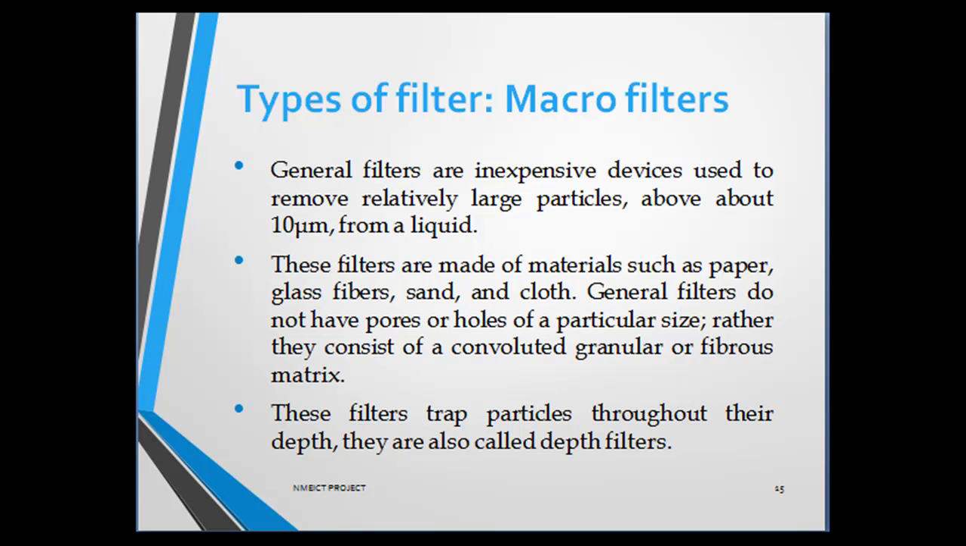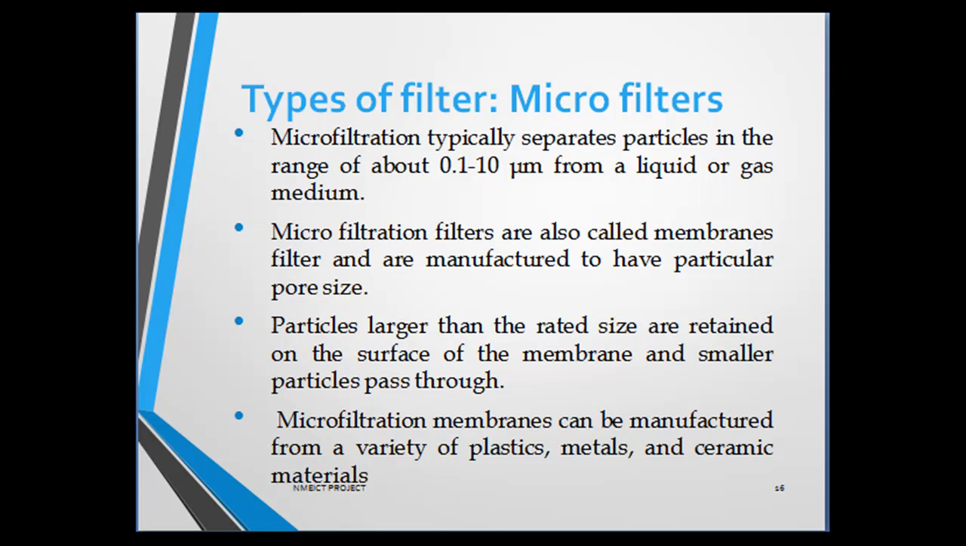Next type is microfiltration. Microfiltration typically separates particles in the range of 0.1 to 10 micrometers from a liquid or a gas medium. Microfiltration filters are also called membrane filters and are manufactured to have a particular pore size. Particles larger than the rated size are retained on the surface of the membrane and the smaller particles pass through. Microfiltration membranes can be manufactured from a variety of plastics, metals, and ceramic materials such as cellulose, cellulose acetate, regenerated cellulose, cellulose nitrate, Teflon, nylon, polytetrafluoroethylene, PVDF, and glass fibers.